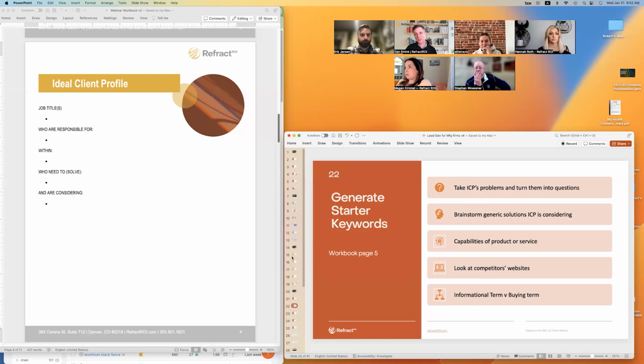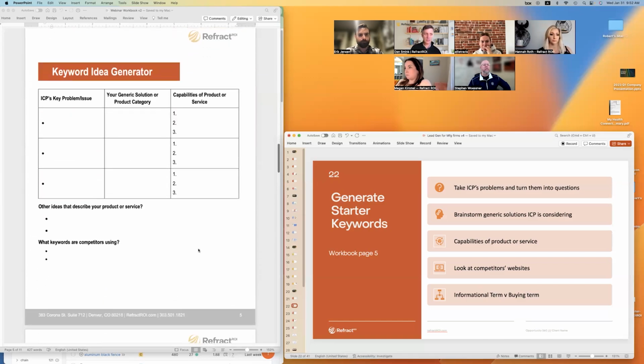We look at the capabilities of our product or service. Another way to do this is to look at competitors' websites. So one of the things we can do today, if we want to, is put up a competitor's website and see if we can identify some of the keywords that are on that website. And then, again, we're going to do the research and look at the information terms versus the buying terms. Okay? So go to page 5 in the workbook.